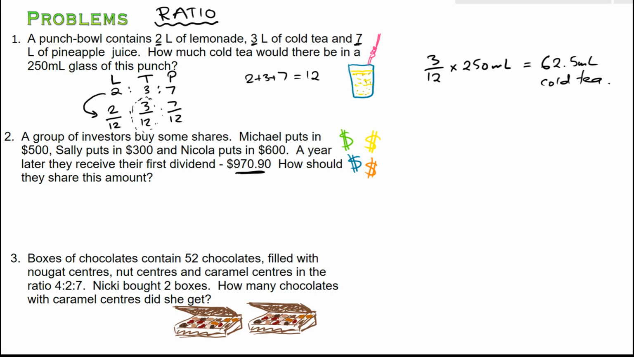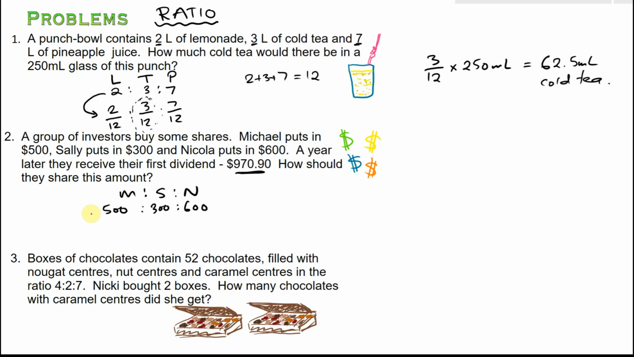So let's come up with our first ratio. So we're looking at Michael to Sally to Nicola. So Michael puts in 500, Sally puts in 300, and Nicola puts in 600. So this is our ratio that we're going to use. We need to use these numbers because Michael, Sally and Nicola put in different amounts, so whatever money they get back, then that money needs to be shared according to this ratio.